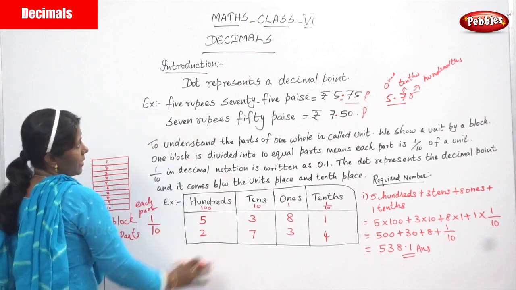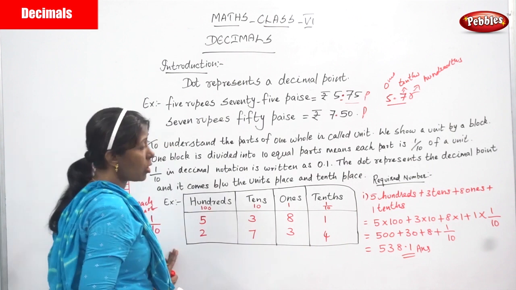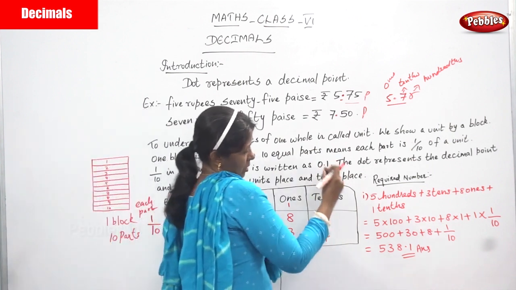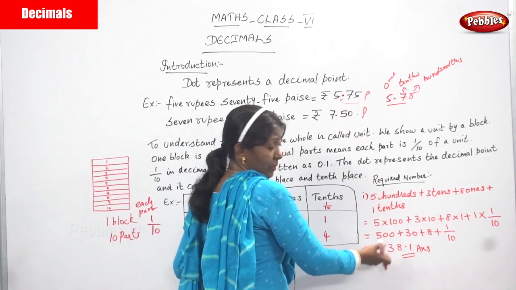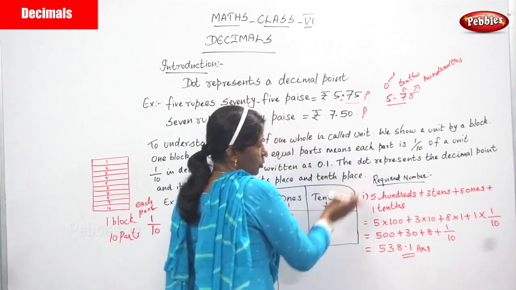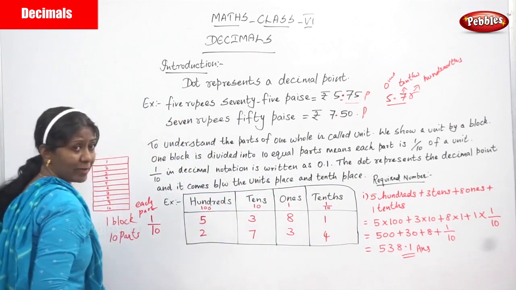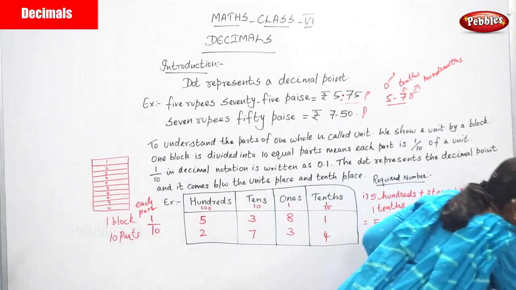So I think you understand the basic concepts of decimals, how to write the decimal expansion form, and also how to write the decimal form. We have to see one more example. I'll write it here because we don't have space in that place.